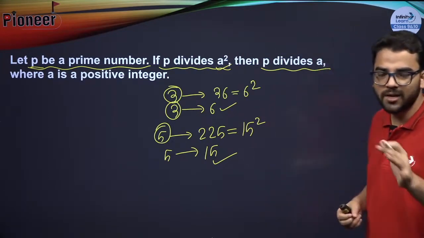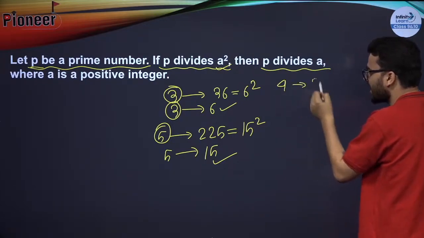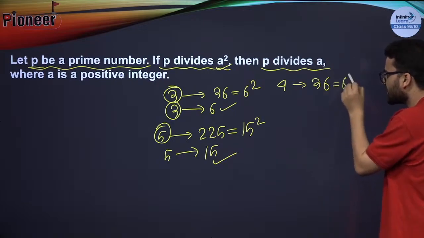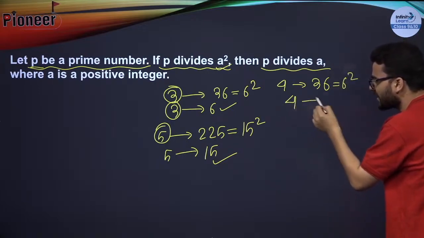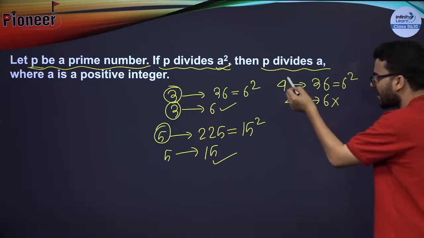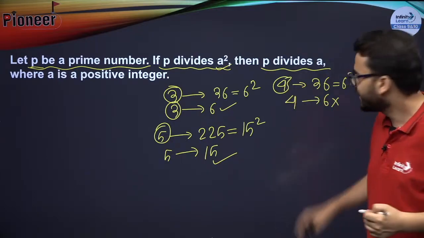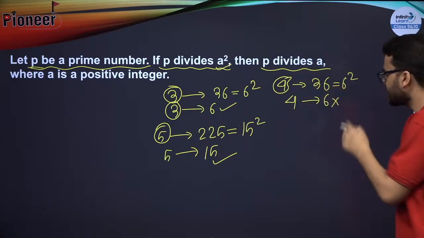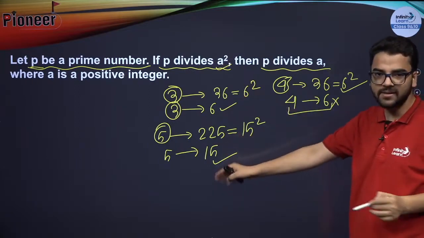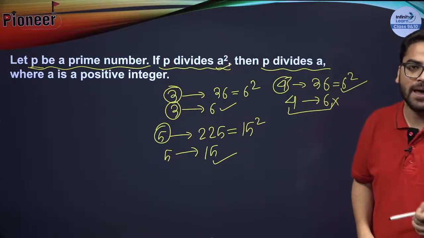For example, if it is not a prime number, it will not happen. For example, you see 4 divides 36, right? 4 is a factor of 36, right? 36 is 6 square. But does 4 divide 6 as well? Tell me. No. 4 is not a factor of 6. Yes or no? It is happening because 4 is not a prime number. 4 is a composite number. I hope it is clear that if 4 is a factor of 36 and 36 is 6 square, you see 4 does not divide 6. This is not happening because 4 is a composite number. It's not a prime number. I hope it is clear to you.